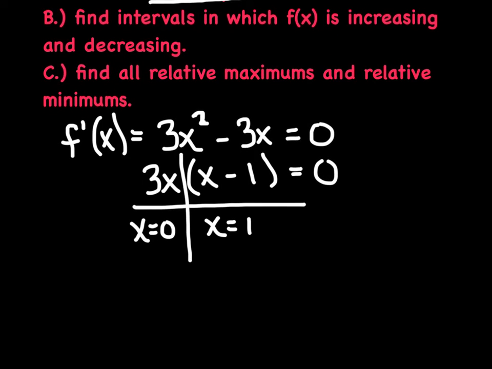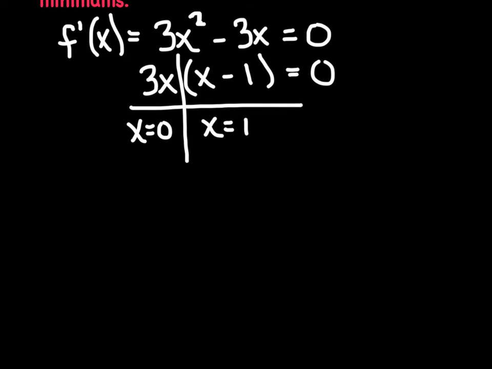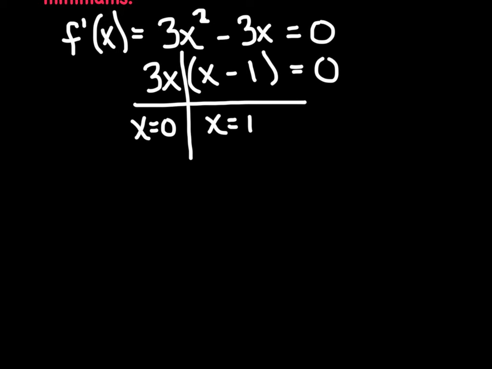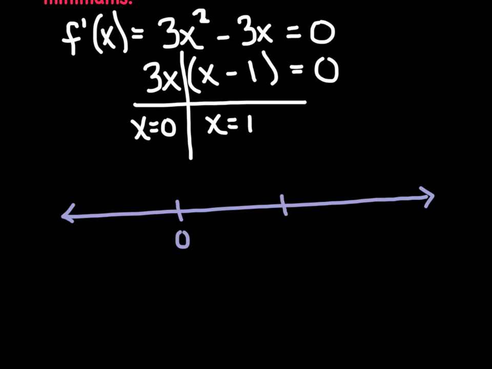Now from here, to answer both parts B and C, I'm going to construct what I call a number line, or sign chart I should say, sign chart. And on this sign chart, I'm very particular about our sign charts, I want them to be very crisp and clean. We're going to put all of our critical points on the sign chart, and we're going to find the value of f prime over each interval.